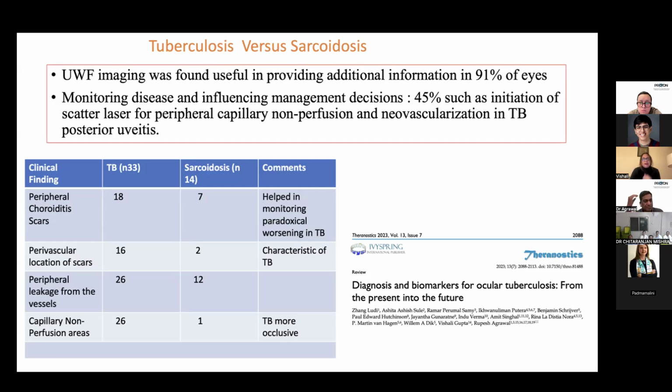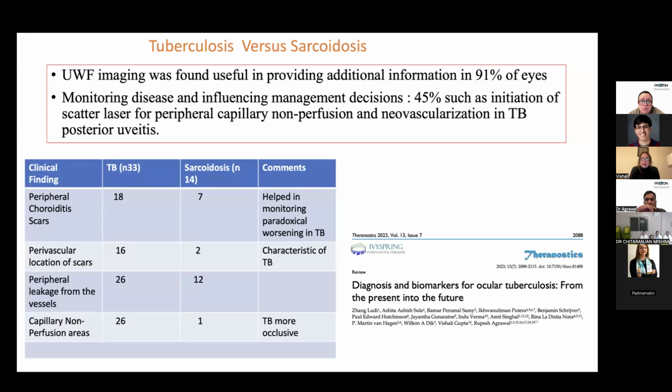So if we look at this chart, when you're looking at the peripheral choroiditis scars, out of 33, they were more likely to be seen in TB, in 18 patients, and 7 out of 14 in sarcoid. But if those scars in the periphery are located perivascular, that becomes very characteristic for TB.